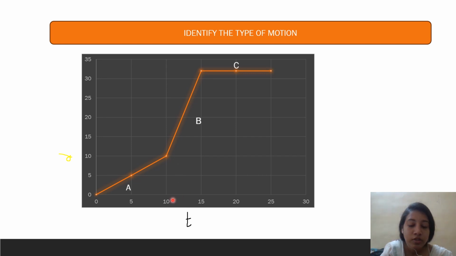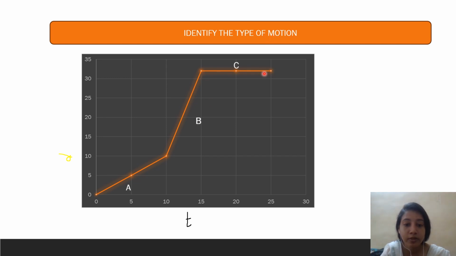The distance-time graph, as you can see here, shows that in the next 5 seconds it has traveled more than 20 meters, thereby showing it is a non-uniform motion. Here it was covering only 5 meters in every 5 seconds, but here it has covered more than 20 meters in these 5 seconds. So we can say that the B part is in non-uniform motion. Otherwise, you can also say that the body has accelerated. Accelerated means it has highly gained speed.